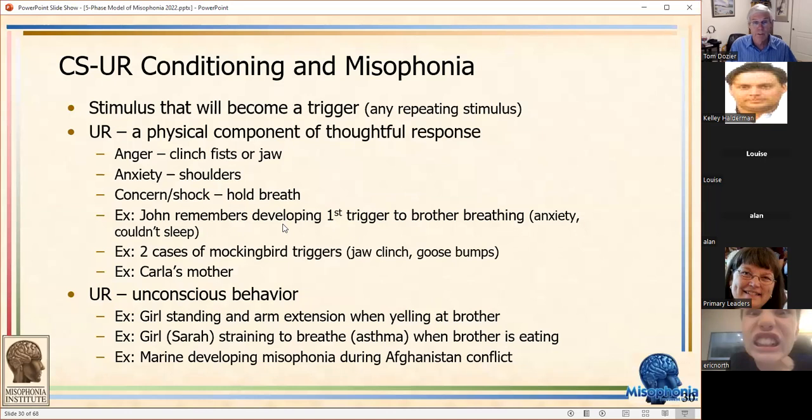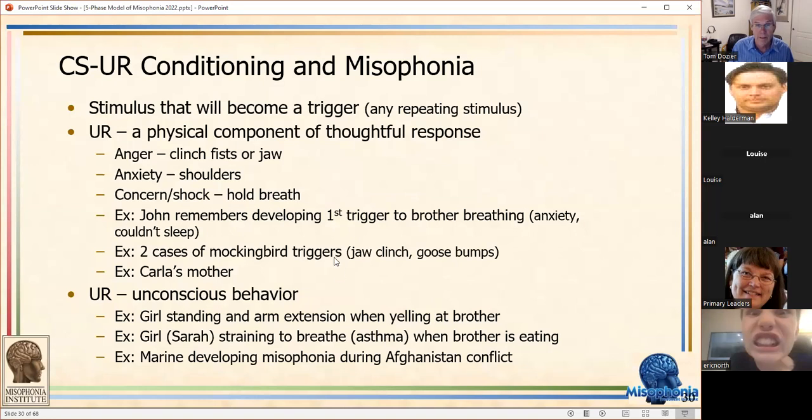One person remembers developing their first trigger. This individual had anxiety, shared a room with his brother. His brother had allergies, so he could hear his brother breathing. And he went to bed, he couldn't go to sleep, he was hearing his brother. After maybe 20, 30 minutes, he got fed up with it, went to the couch and went to sleep. But after that one night, every time he heard his brother breathe, for the next 30 years, it triggered him.